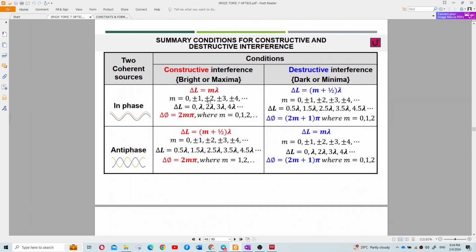With delta L equal to m lambda, you get constructive interference, bright fringe or maxima. Maxima is also called bright fringe. If delta L equals m plus half lambda, you get dark fringe or destructive interference. That's for in phase. But for anti-phase, it's reversed. Reversed: m plus half lambda becomes bright fringe, and m lambda, which was bright fringe, becomes dark fringe. Why is it like that? I will explain this also.